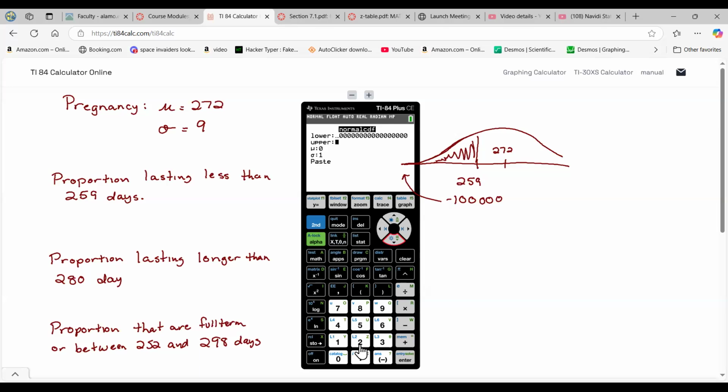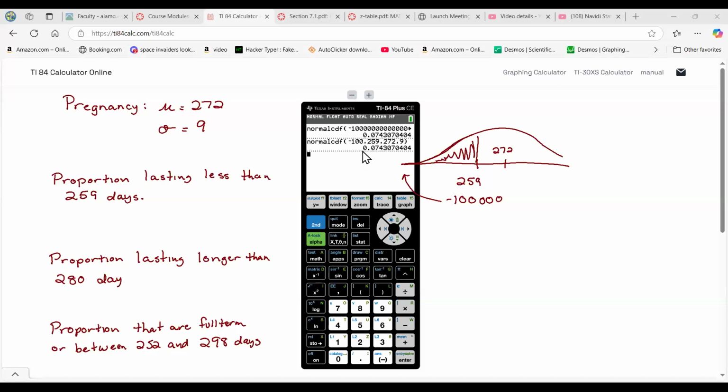At the top will be 259, binding the area, because that is the maximum I can have. Now remember, the mean of my distribution is 272, and the standard deviation is 9. So we enter that all in, and we go to paste. It puts it all in there for us, and we hit enter. And we get 0.0743, so pretty much what we had when we did this with the z-table.